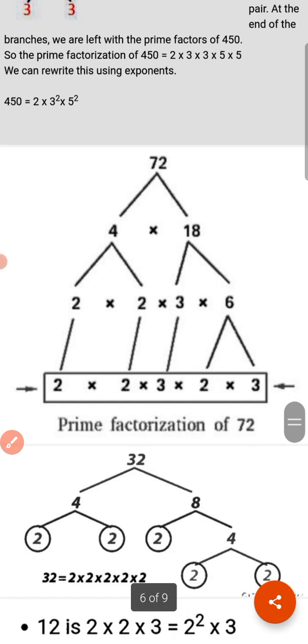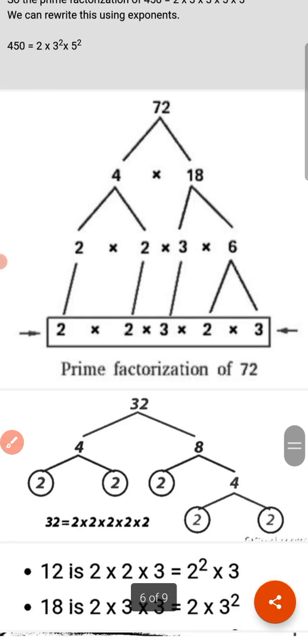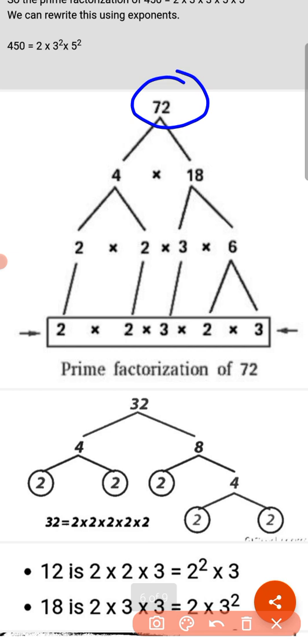Our next number is 72. Divide 72 as 4 into 18, the branches. Since 4 and 18 are composite numbers, we will continue our division till we get the prime numbers.